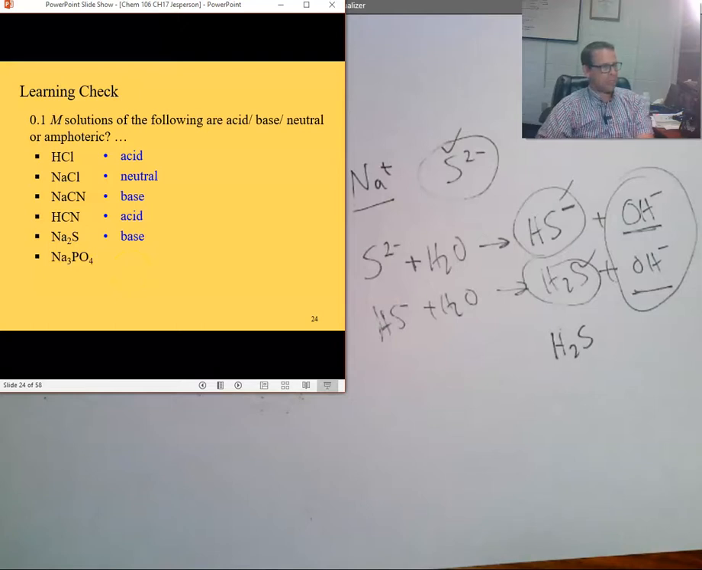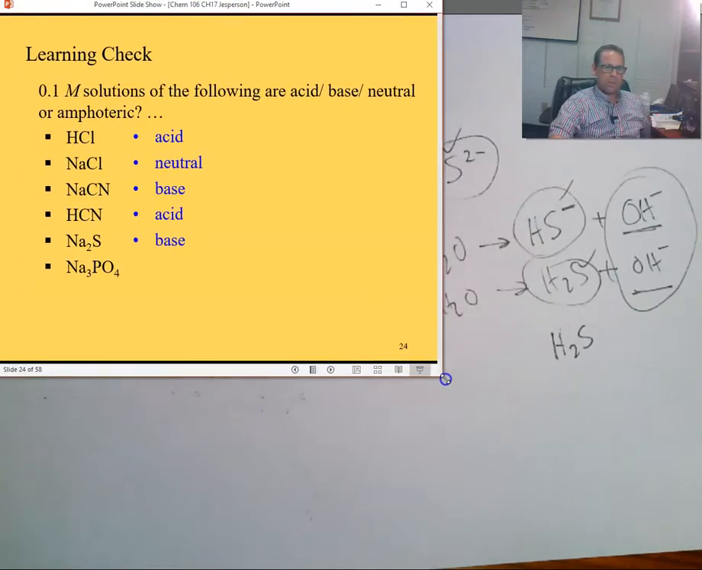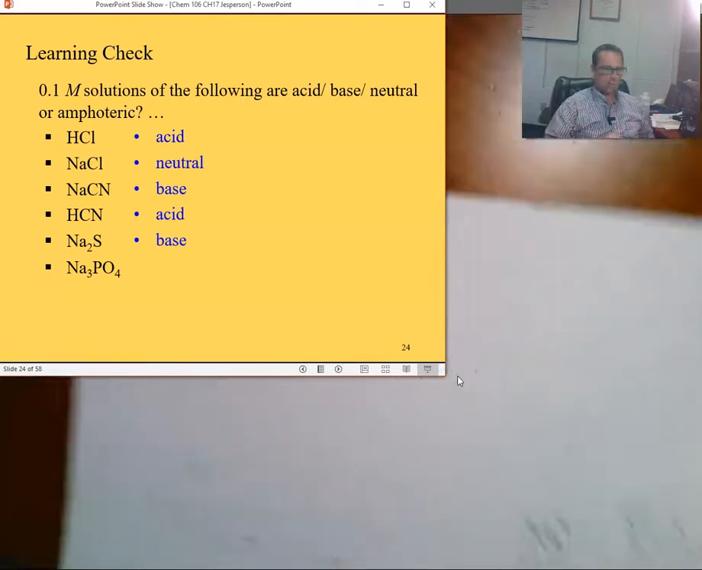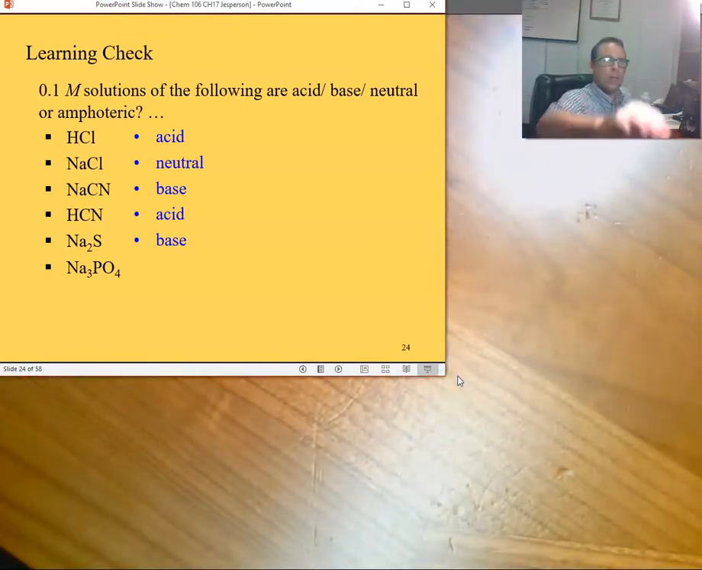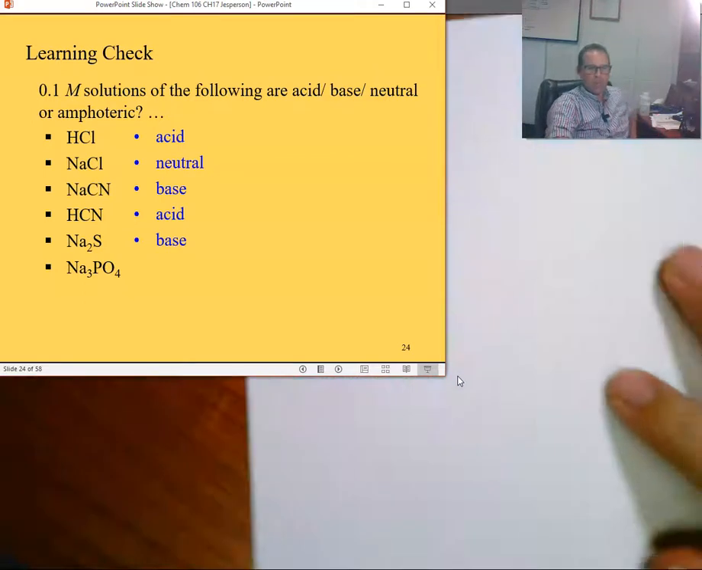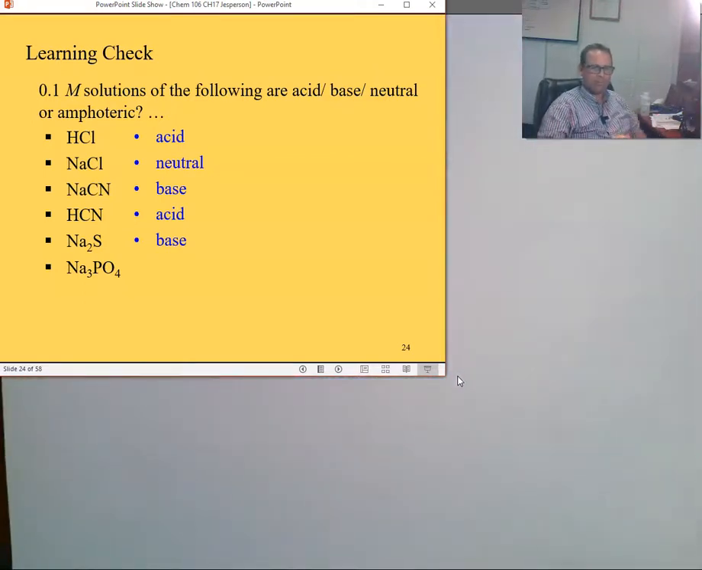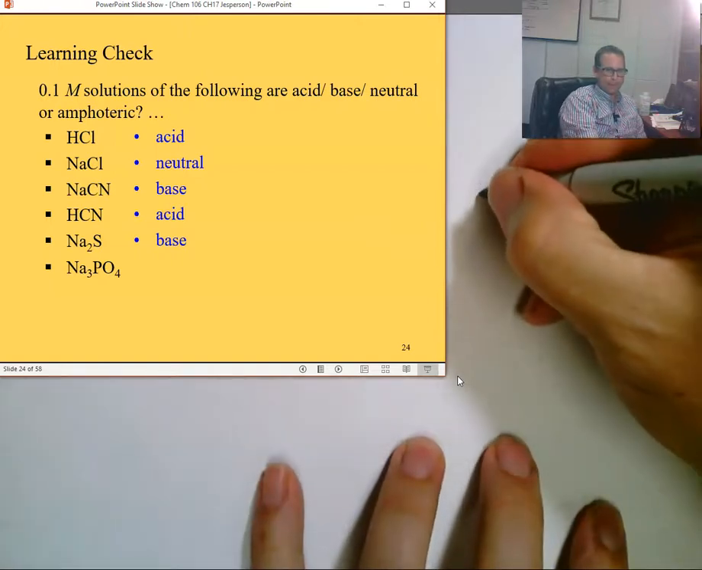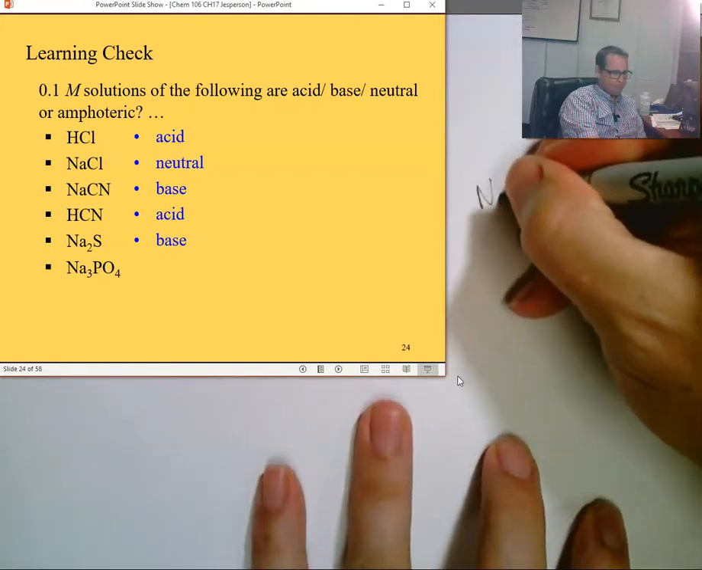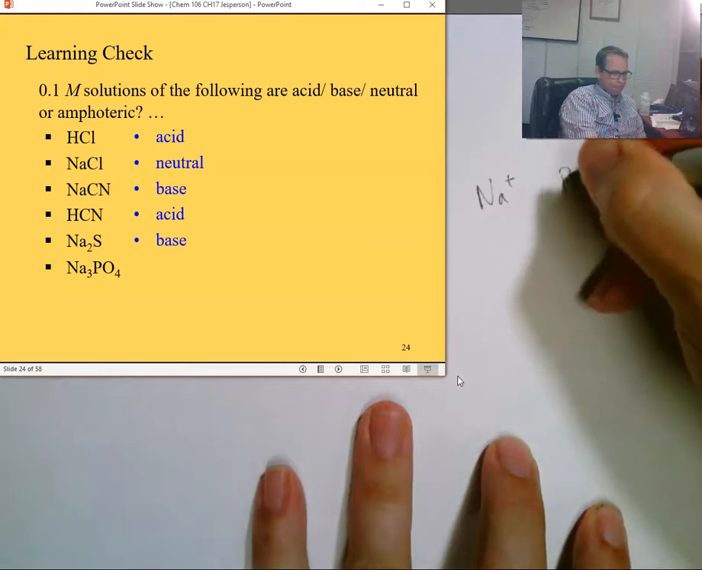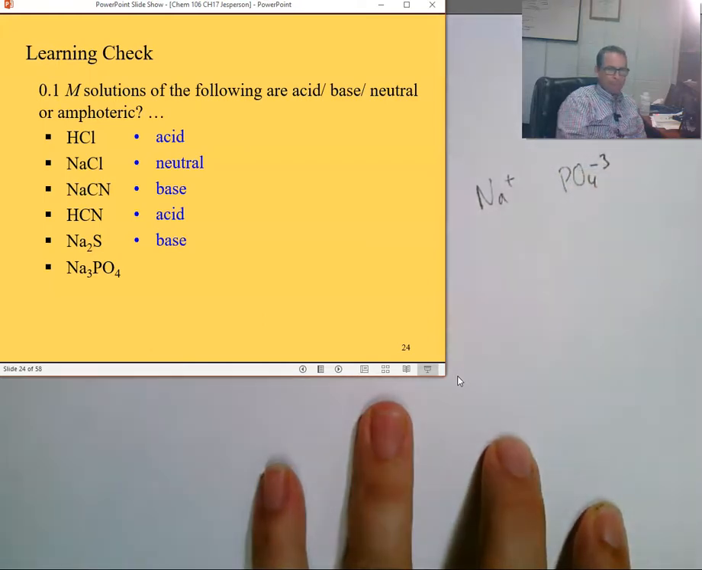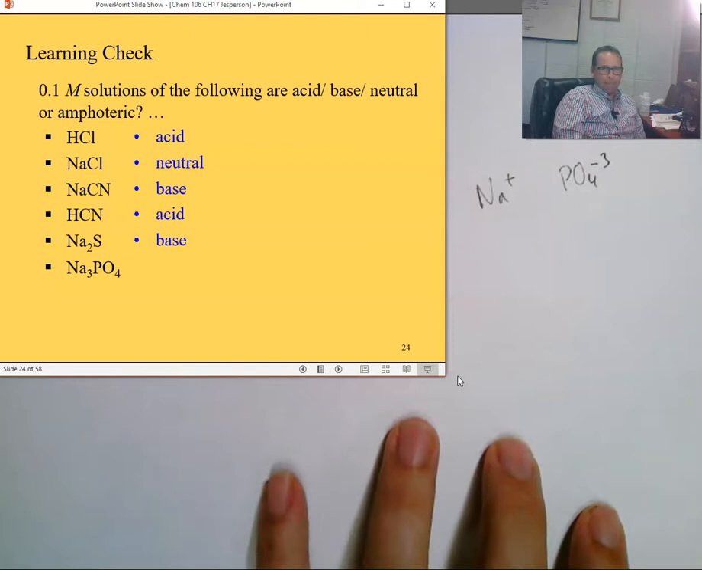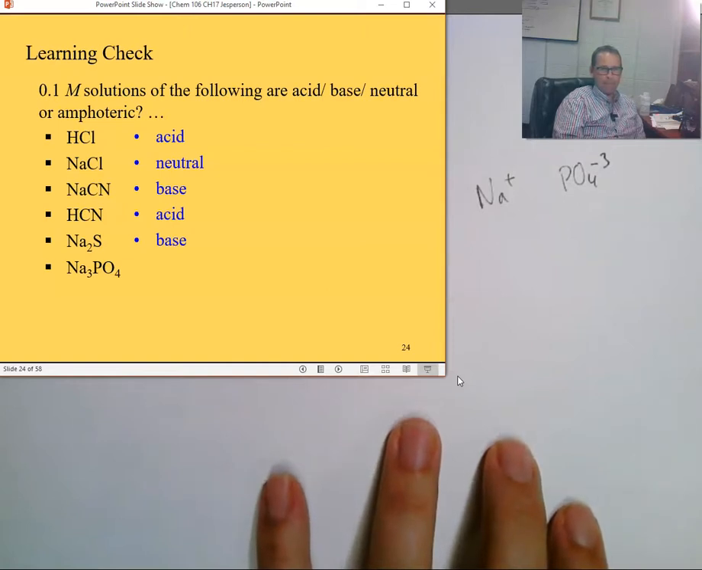Okay. Alyssa, how about this one? Na3PO4. Is that going to make a solution acidic, basic, or neutral when I put it into water? Well, the PO4 has a -3 charge, so it'll go to Na plus and PO4 3 minus, and we already know what happens to Na.